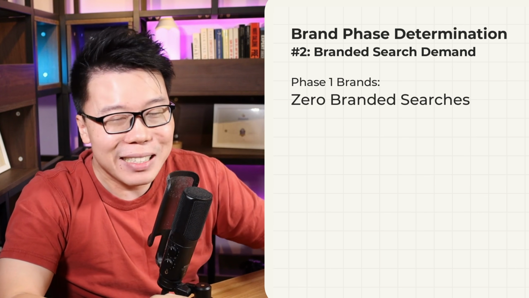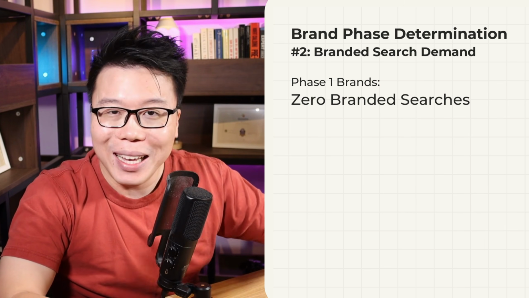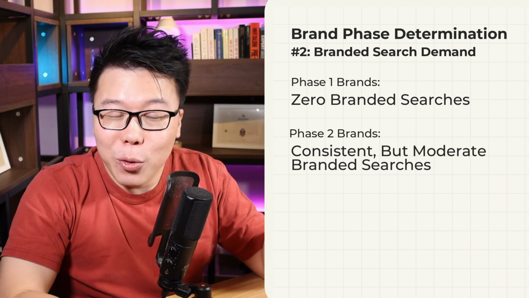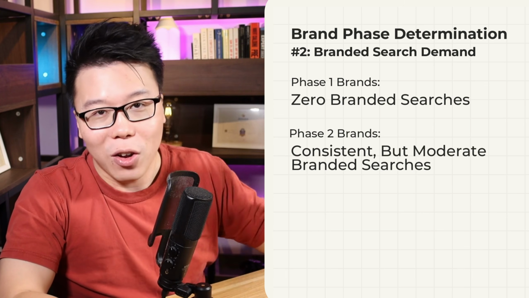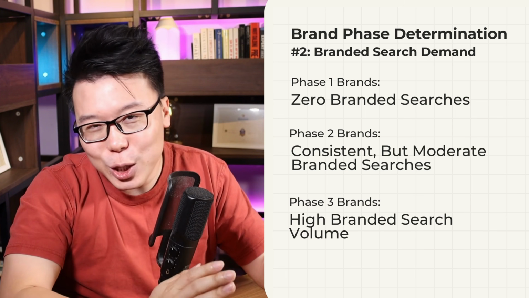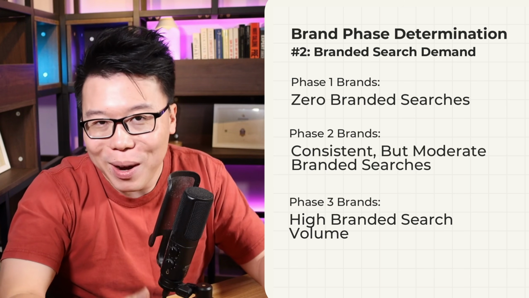What we are looking for is actual human demand. In phase 1, there will be 0 to near 0 branded searches. Nobody is looking for you by name. Phase 2 has consistent but moderate branded search volume. You have an audience, but it's localized or niche. Phase 3 has high branded search volume that consistently grows month over month.